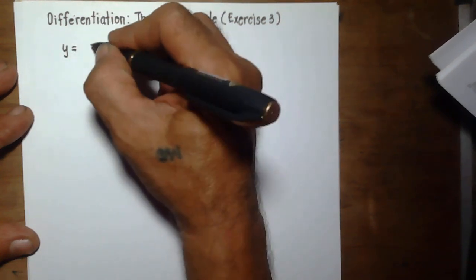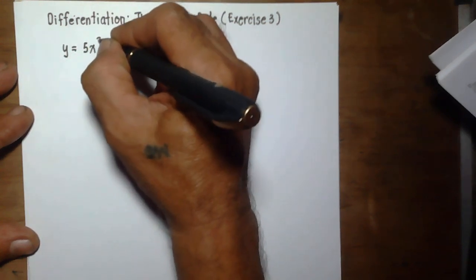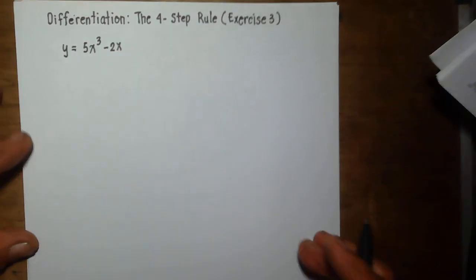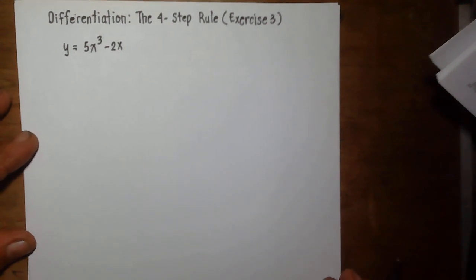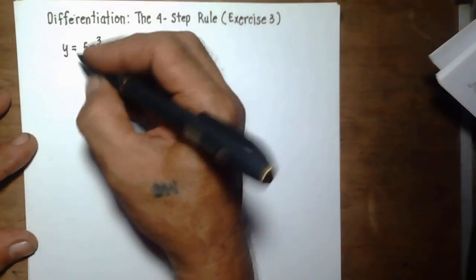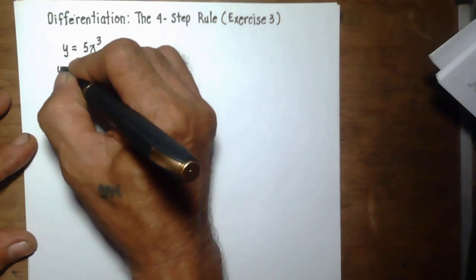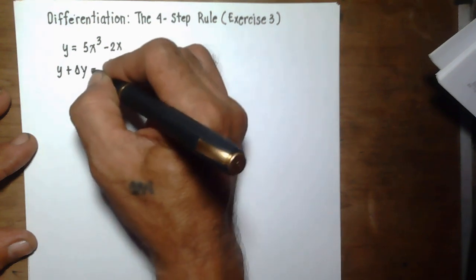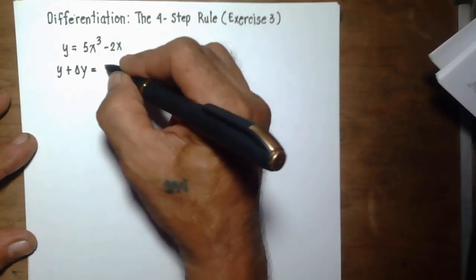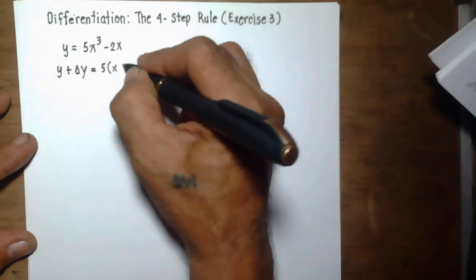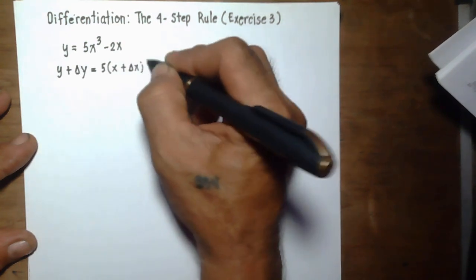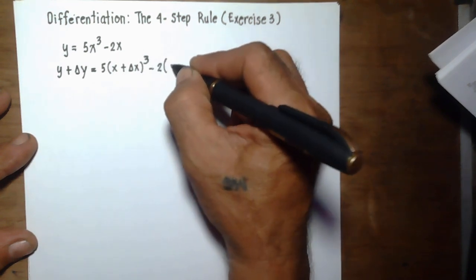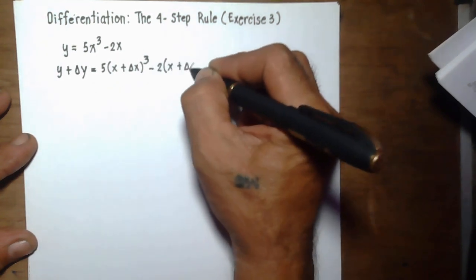y is equal to 5x cubed minus 2x. Using the four-step rule, first step, so here we have y plus delta y is equal to 5 times x plus delta x raised to 3 minus 2 times x plus delta x.